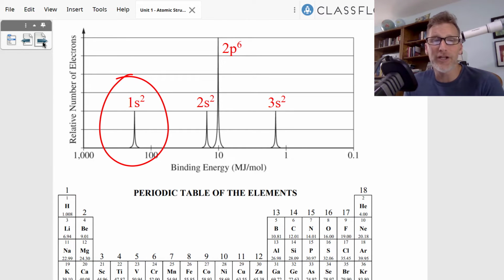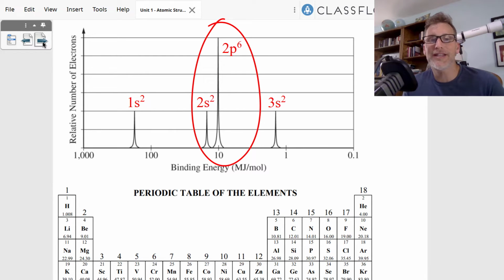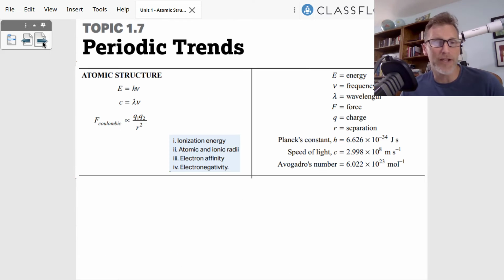So the first 2 electrons, a height of 2, is 1s2. The second is 2s2, a little less energy because it's a little further away from the nucleus. Then we have 2p6. You can see that has 6 electrons high. Then the final peak is 3s2, which means this is magnesium. And those 2 electrons are the furthest away from the nucleus, which means they have the least amount of binding energy. Therefore, magnesium will lose those 2 electrons to become positive 2 in a chemical reaction.